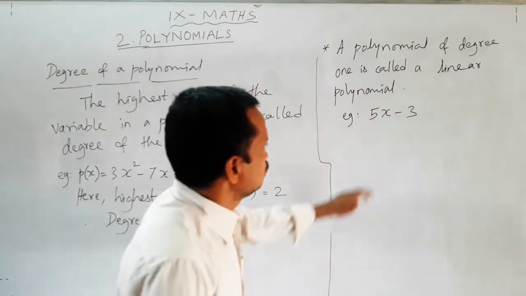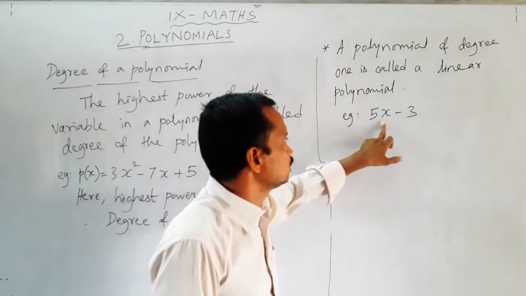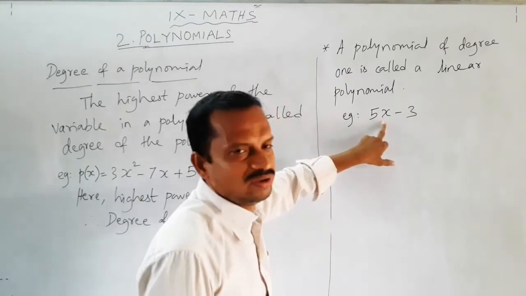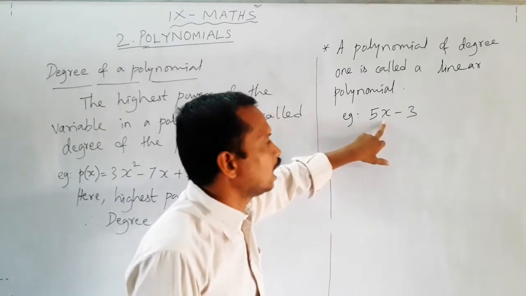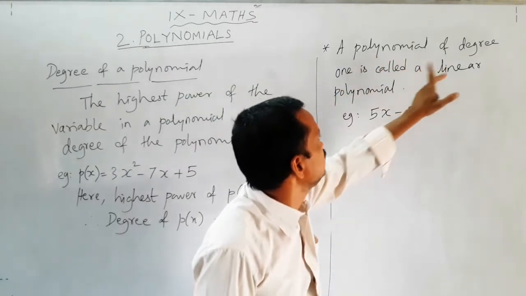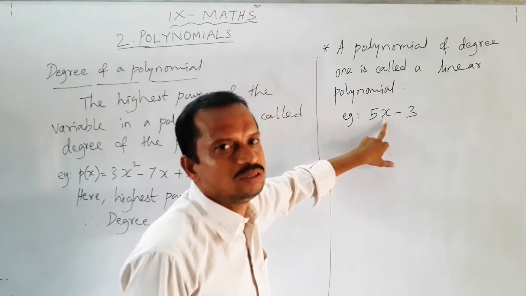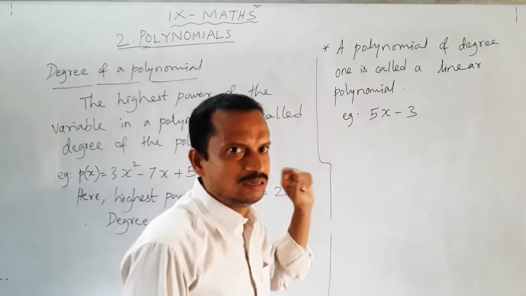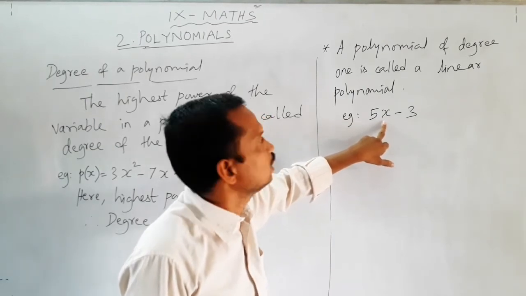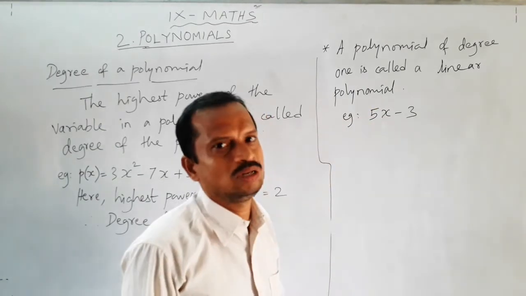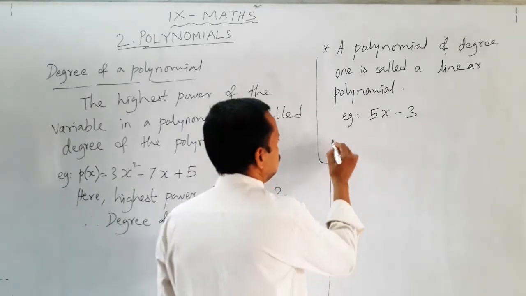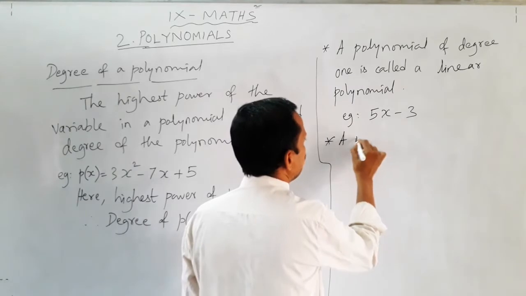Look here, based on terms there are 2 terms, a binomial, but based on degree, the variable of this polynomial is x and whose exponent is 1. So it is a polynomial of degree 1. The highest power of the variable x here is 1, so it is called a linear polynomial. Linear means you can take 1.